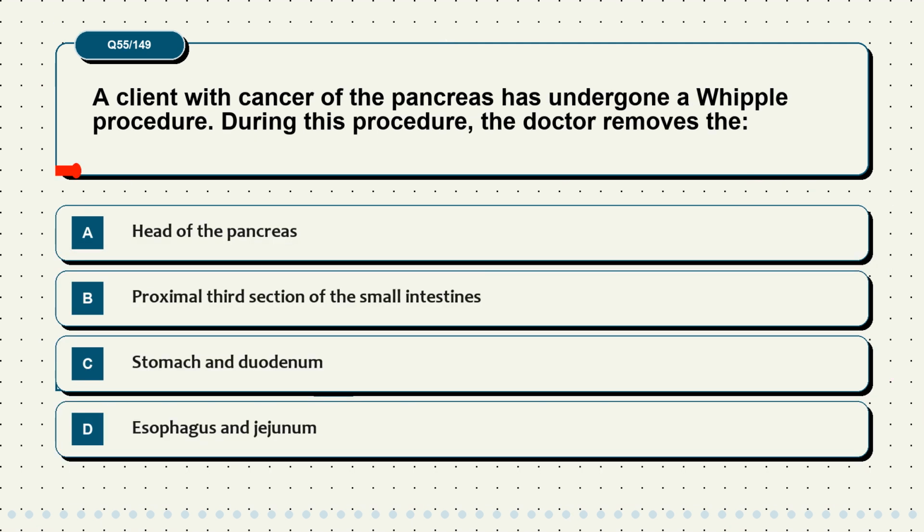Question 55. A client with cancer of the pancreas has undergone a Whipple procedure. During this procedure, the doctor removes the. Here are the options. Option A. Head of the pancreas. Option B. Proximal third section of the small intestines. Option C. Stomach and duodenum. Option D. Esophagus and jejunum.